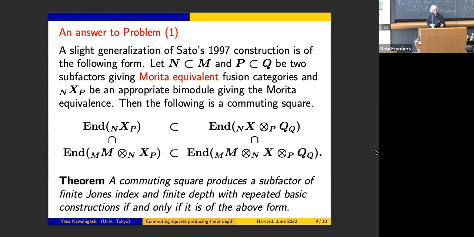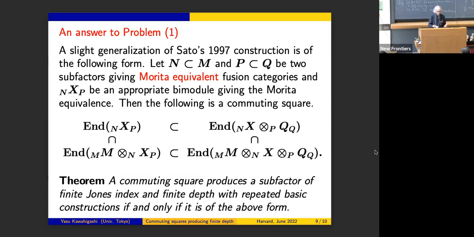Then we look at this endomorphism space, the intertwiner space of X. This is a linear map from the Hilbert space X to itself, commuting with the left N action and the right P action. Actually, this is a finite-dimensional linear space. And then from the right, we multiply Q as the PQ bimodule, and from the left, we multiply M as the MN bimodule. They are relative tensor product operations. And we get a new endomorphism space.